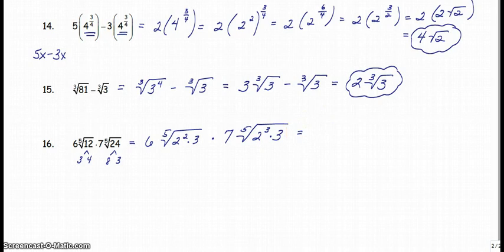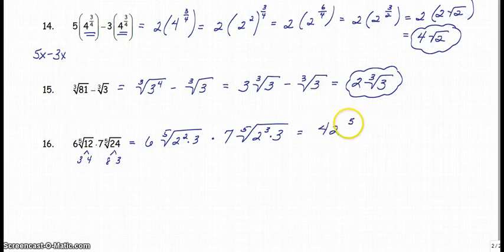Now again, I chose to do my factor trees first. Some people would multiply the 12 times the 24. You can do that and do your factor tree at the end. That's fine. So now when I go to multiply, as long as the indices are the same, and they are, I do outsides with outsides. So 6 times 7 is 42.